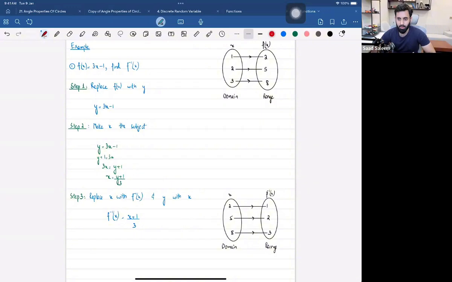What if you do step 3 first? Yeah, you can do that. Ultimately, you have to make x the subject, and once you've made it the subject, you have to show that that's the inverse function. So you can do that.